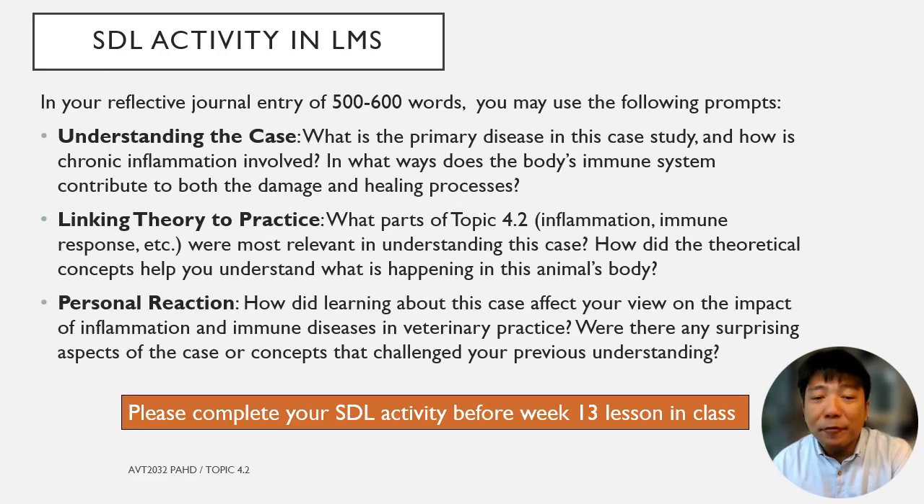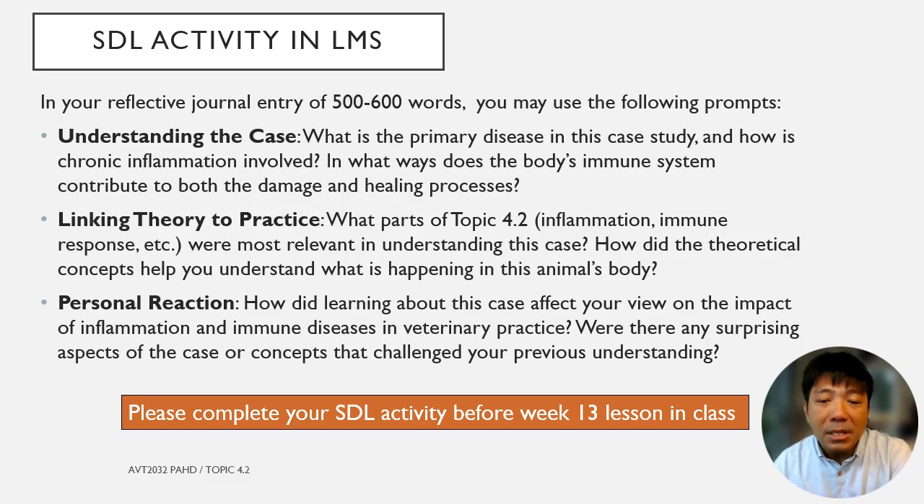There is some guidance for you. It's optional how you write your reflective journal entry. First, to understand the case that you have chosen: what is the primary disease in this case, and what chronic inflammation is involved? In what way can the body's immune system contribute to both the damage and healing process?